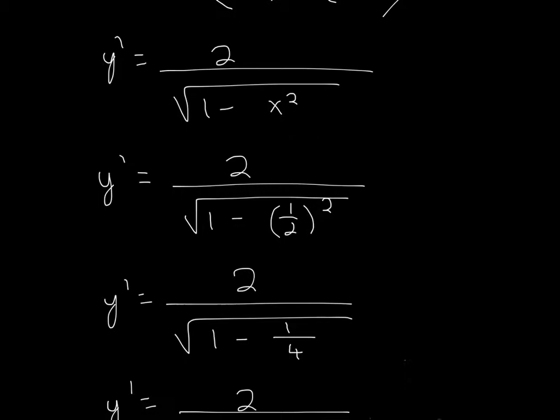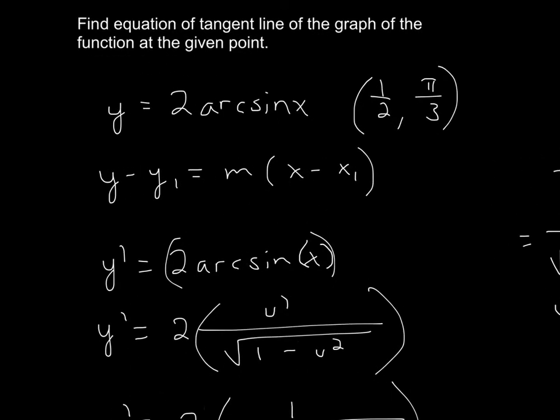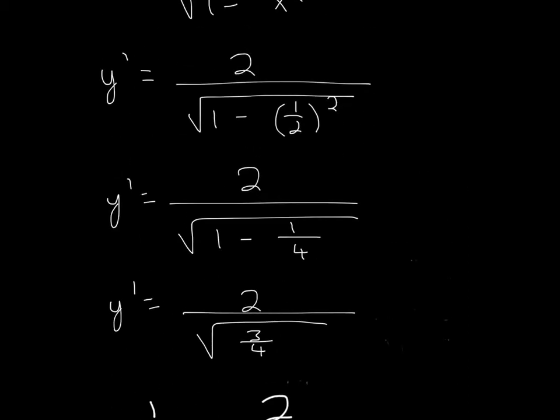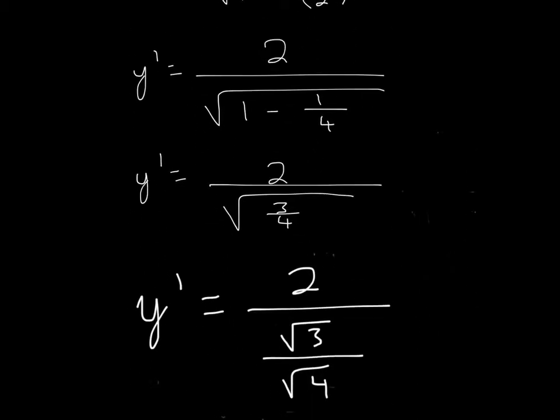So here I plug in 1/2 for x. Remember, the actual question is we were trying to find the slope at 1/2, so we plug 1/2 into the derivative. Right here we plug in 1/2. Well, 1/2 squared is just 1/4, and 1 minus 1/4 is going to be 3/4.